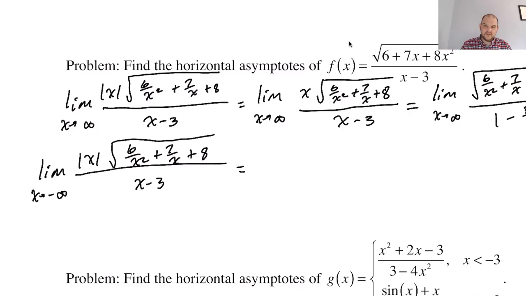All right, we're going to negative infinity, which means at this step we replace absolute value of x with the opposite of x, so with negative x.